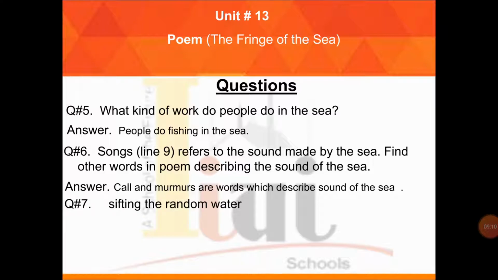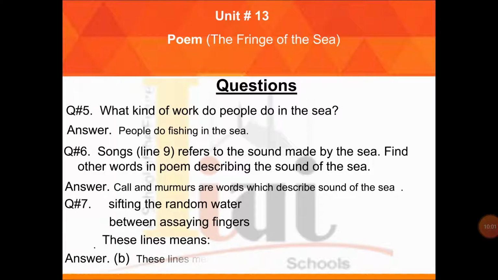Come to question number 7. Here two lines extracted from this poem are given, and those lines are shifting the random water between assaying fingers. I explained these lines in our previous lecture, that it is just like a farmer does with the soil. He picks it in his hand and moves it through his fingers. The same poet says that he wants to pick water in his hand and let it move through his fingers. So here two options are given: scooping up the water in your finger or letting the water run through your fingers. So yes, option B is the correct one, that these lines mean letting the water run through your fingers. Write down this answer in your notebook.